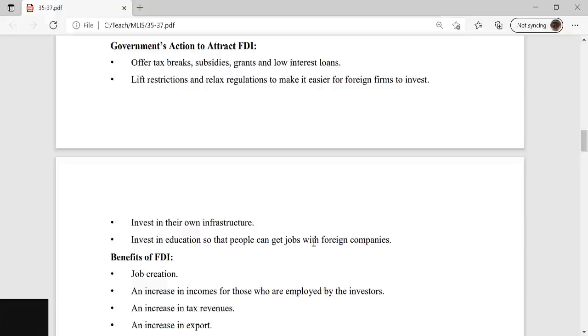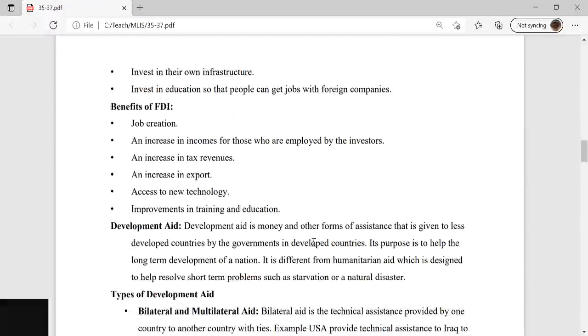Then again, we talked about education. Sometimes the multinational company also invests in the training of our laborers, or the people of the country, so that they have a free flow of educated or skilled labor for the country. This is the way by which the government can attract foreign direct investment or the multinational company.